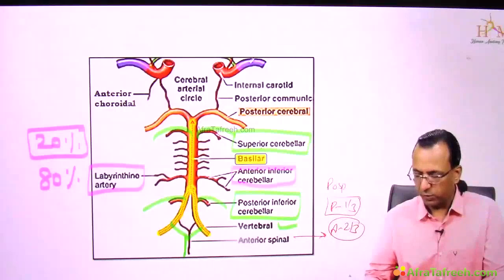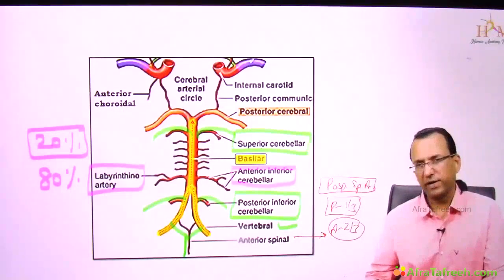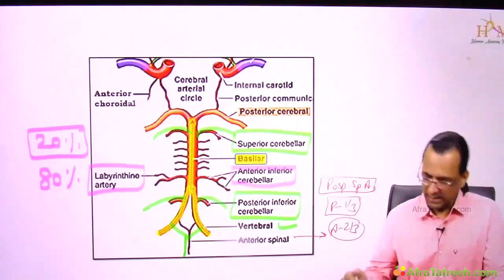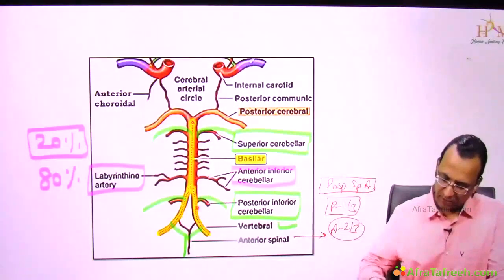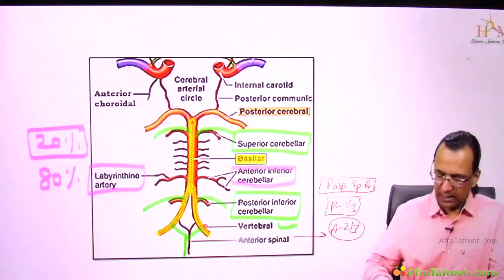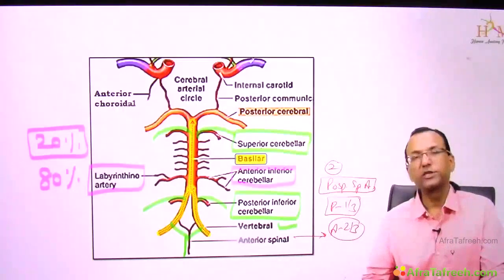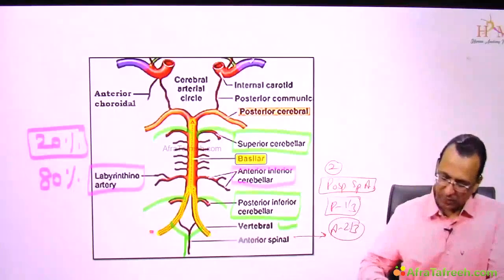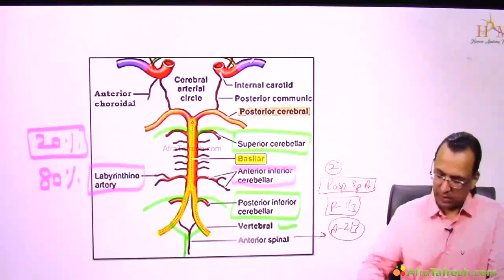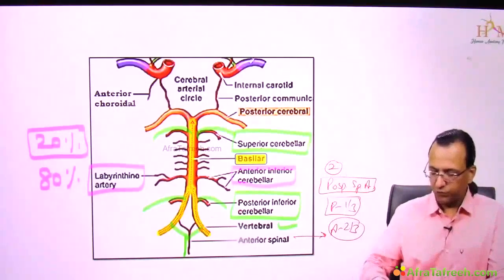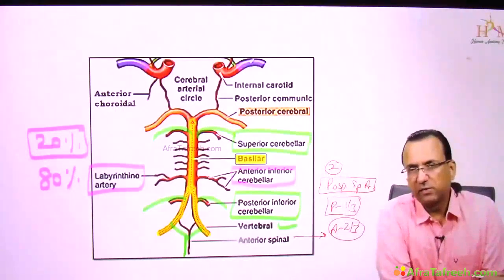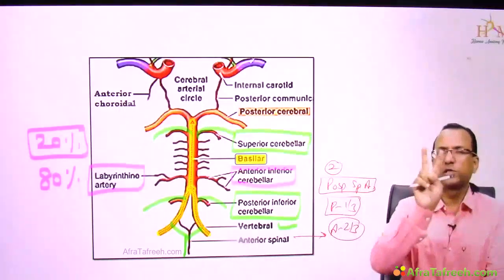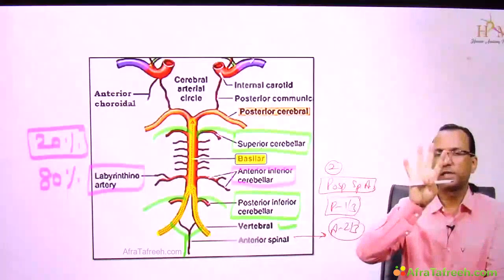And who is giving the posterior spinal artery? That is also usually given by the vertebral artery. So this is the vertebral artery, and it will give two posterior spinal arteries and two anterior spinal arteries, four spinal arteries in total, and supply the spinal cord.